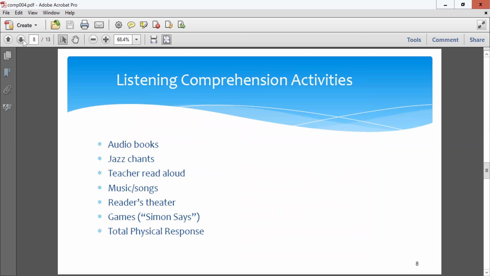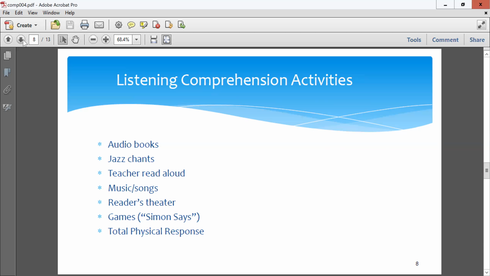So here are some listening comprehension activities: audiobooks or books on tape, DVDs, jazz chants, the teacher reading aloud. A lot of students really enjoy that. I enjoy books on tape myself. But when the teacher reads aloud, that helps the student be able to comprehend. Using visuals assists with that, of course. Maybe even having the teacher read aloud while the student has the text in front of them. Using music, songs, readers' theaters, games, and TPR, which we call total physical response.